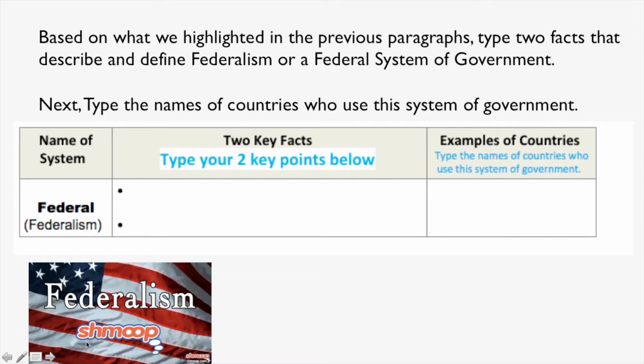We're going to watch a video on federalism from Schmoop. And Schmoop is a great little YouTube channel that likes to make videos for kids on all kinds of topics. If you're ever struggling in any topic, they have fun videos for kids.